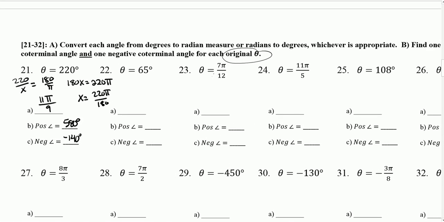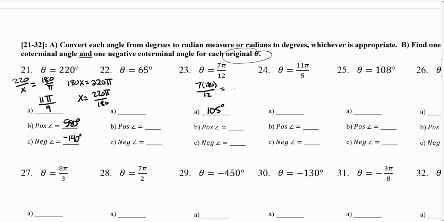23, we're given it in radians. We want to convert to degrees. And so 7 times 180, remember 180 is pi, over 12. 7 times 180 divided by 12 comes out to 105 degrees. And then we want to get one positive, one negative. So we add 2 pi and subtract 2 pi.